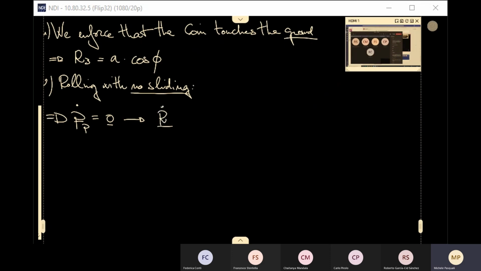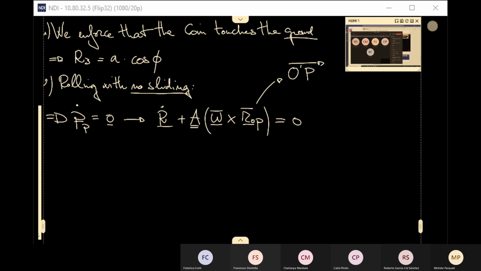R dot plus A, that's the matrix, acting over omega bar times R0P is equal to 0, okay? Where R0P is the vector that basically connects O prime to P, if you want. Is it clear? That's one way which we have already used. And this has to be equal to 0. So that's the second condition.